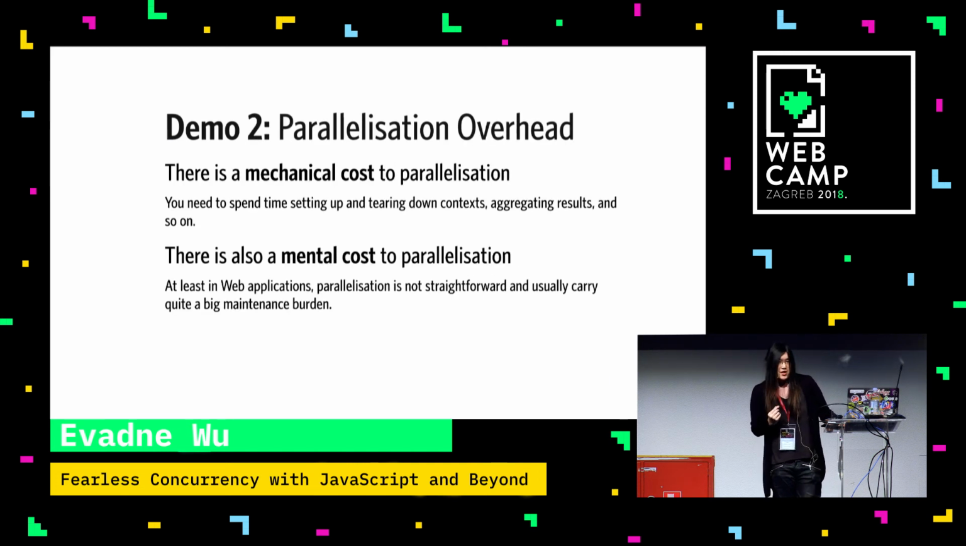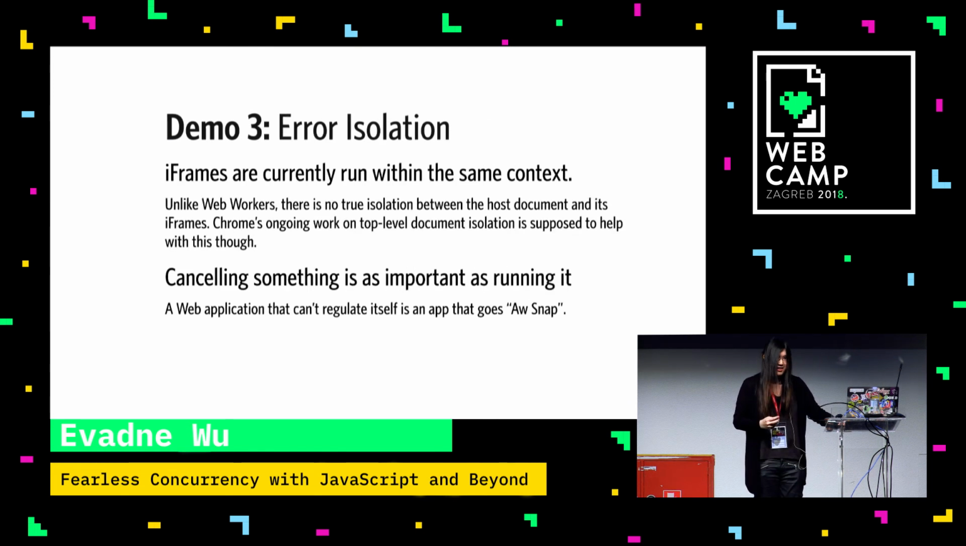In demo 2, parallelization overhead, there is a mechanical cost to parallelization. As you can recall, it was basically 2 times slower than the loop version. On the other hand, there's also a very drastic difference in the amount of code you have to maintain. In demo 3, we showed infinite loops running in an iframe versus running in a web worker. So iframes do not really isolate very well at the moment, but hopefully they will in the future.